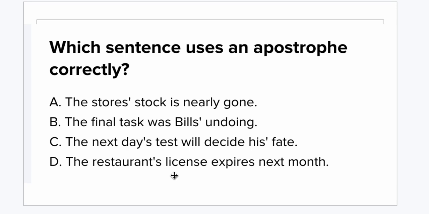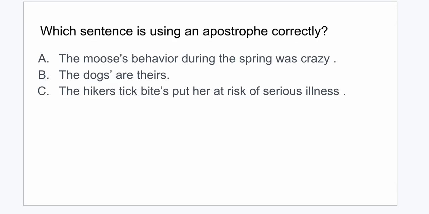On your sticky note, and then we will move on to the next question. Feel free to pause at any time.